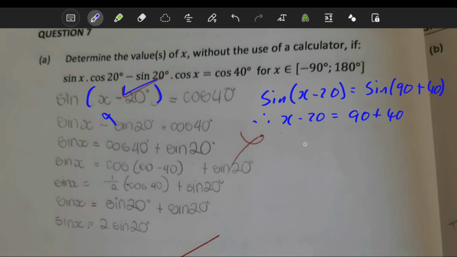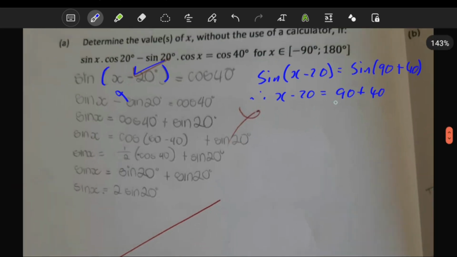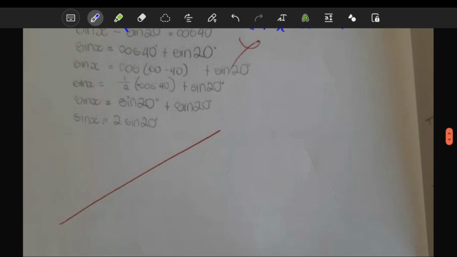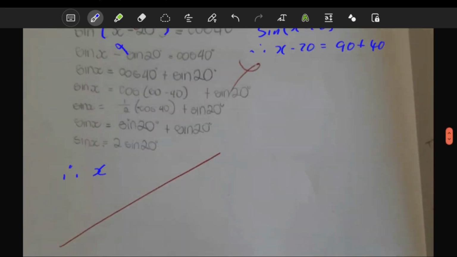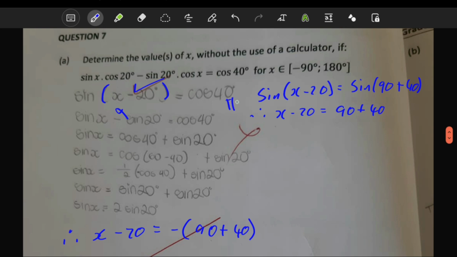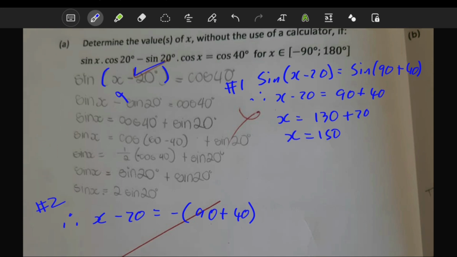And then what you want to do is, anytime you do this, always have one where you work with the right side as a positive, and always have one where you work with the right side as a negative. So let me just put this here so that I end up with my two different answers. This is the first answer, and this is going to give you the second answer. So here, if you take this over to the other side, you're going to have x equals 90 plus 40, that's 130. This goes over, you're going to plus a 20, that's 150. That's your value of x.